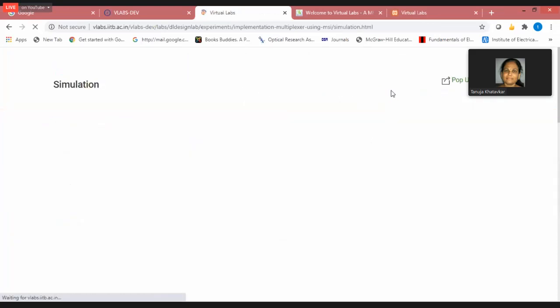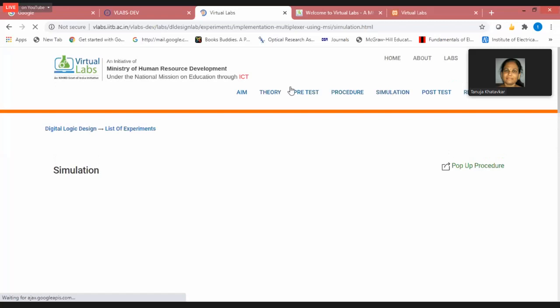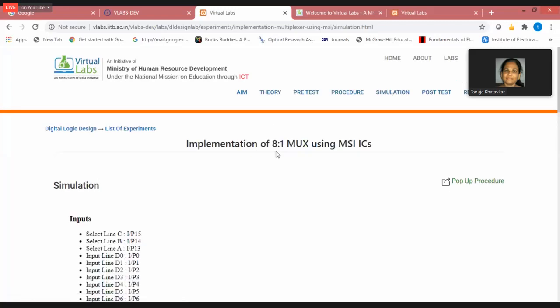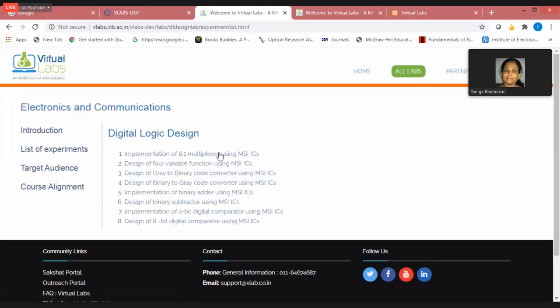Okay, so I'll straight away go to the simulator. Well, the experiment was about implementation of 8:1 mux using MSI ICs. If you look at the list of experiments, by the way, you'll find all these experiments, they are there as the first 4 experiments for your digital electronics syllabus.